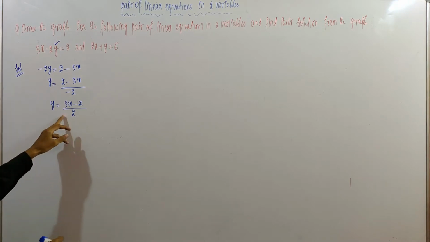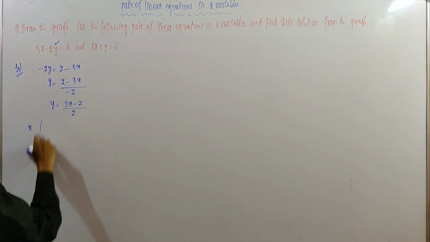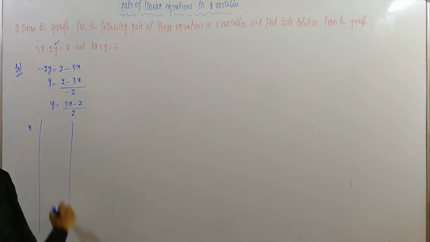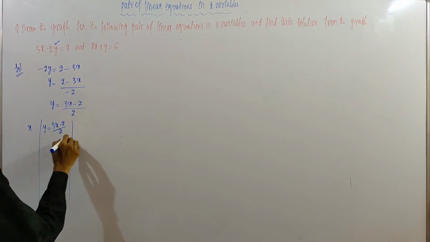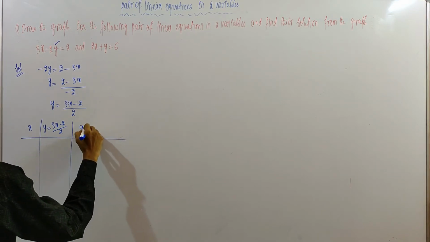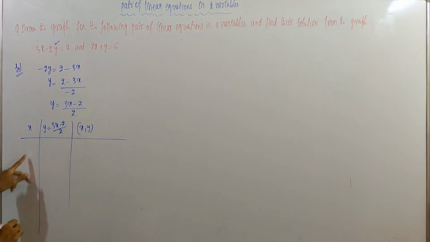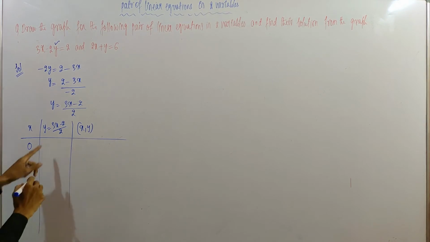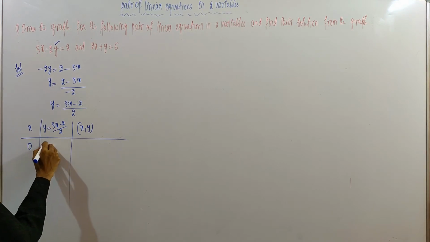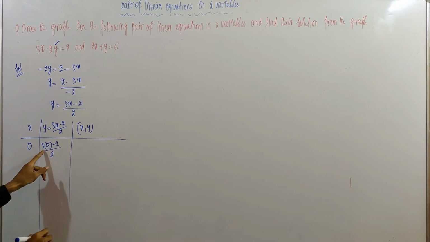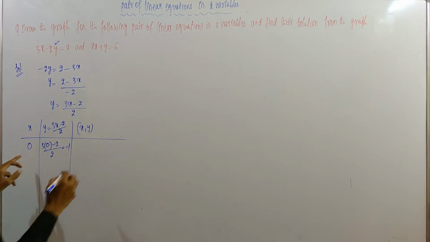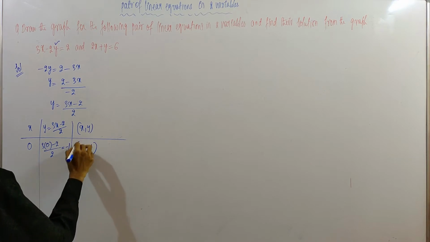We have y as a subject. Let us take x, next y is equals to 3x minus 2 divided by 2. Now we have the order pair x comma y. Let us suppose the value of x as 0. Now we have 3 into 0, 3 into x value is 0, minus 2 divided by 2. 3 into 0 we have 0, 0 minus 2 is minus 2, minus 2 by 2 value is minus 1. So we got the order pair as 0 comma minus 1.